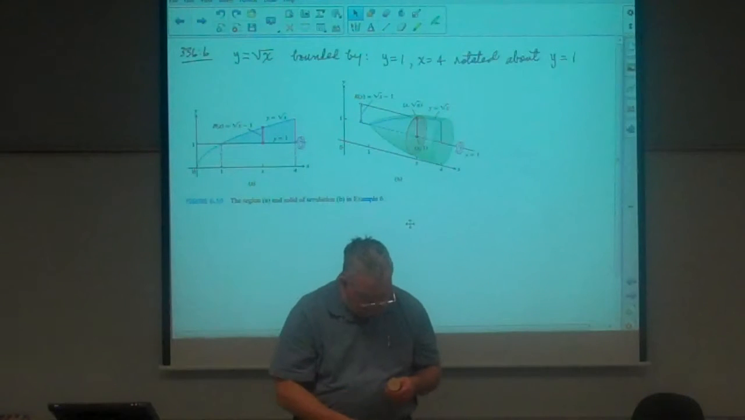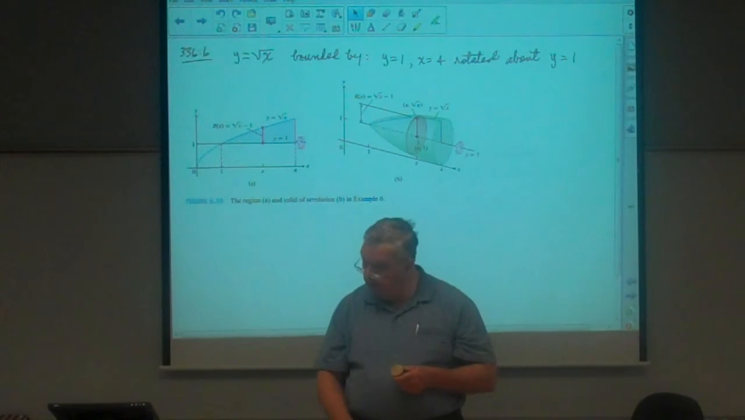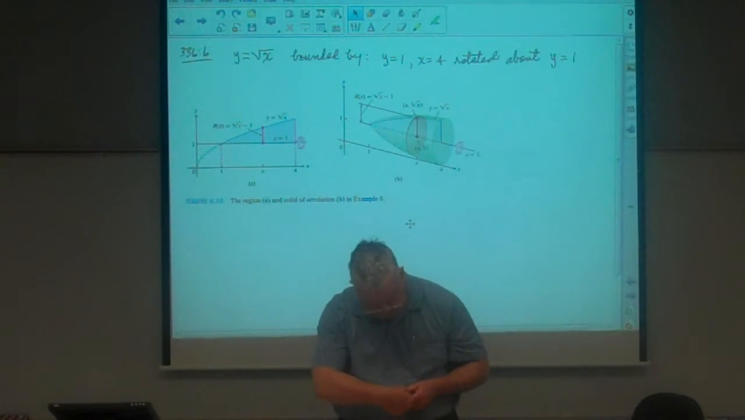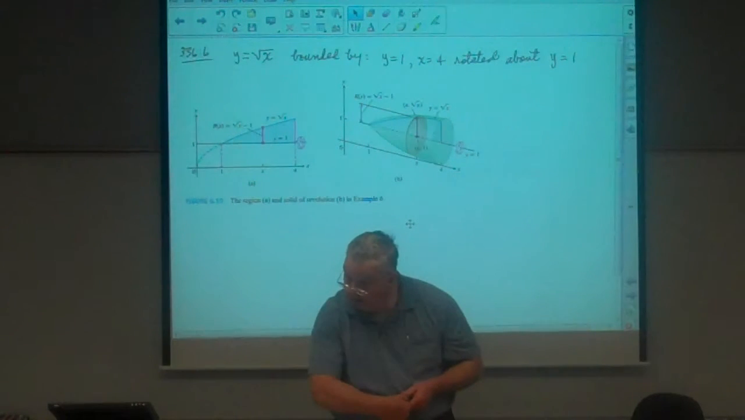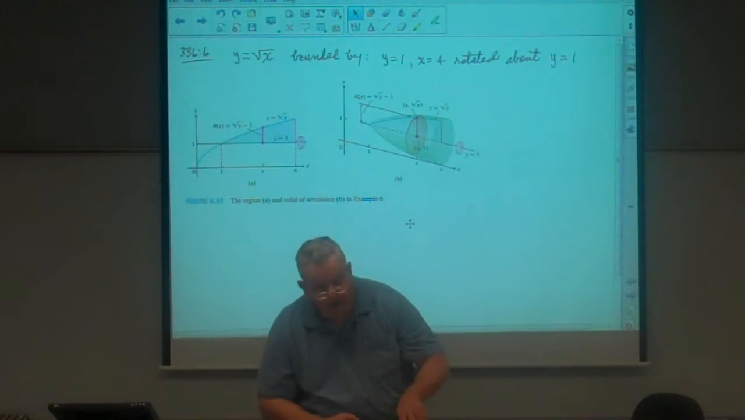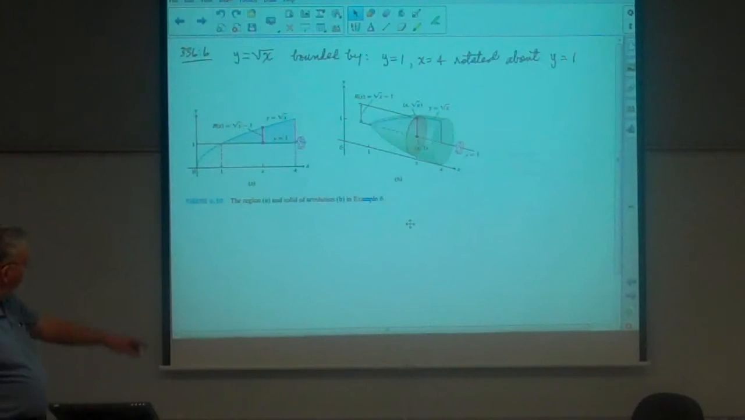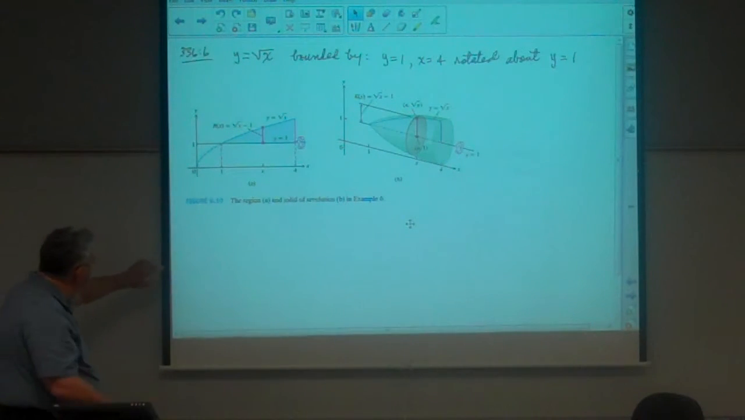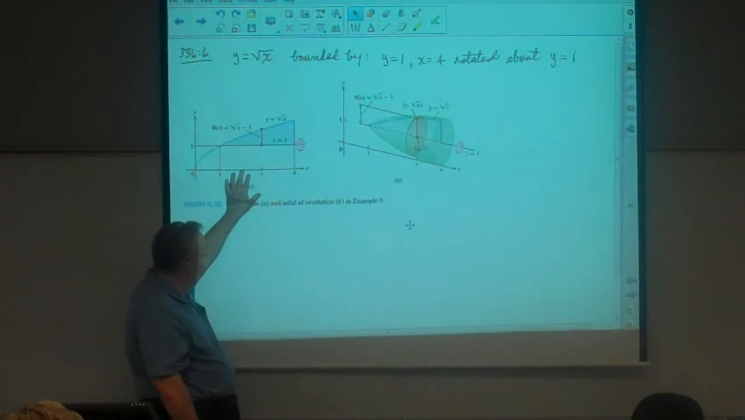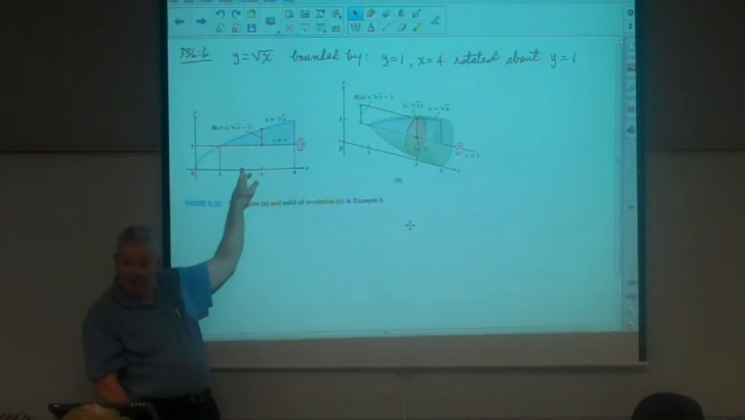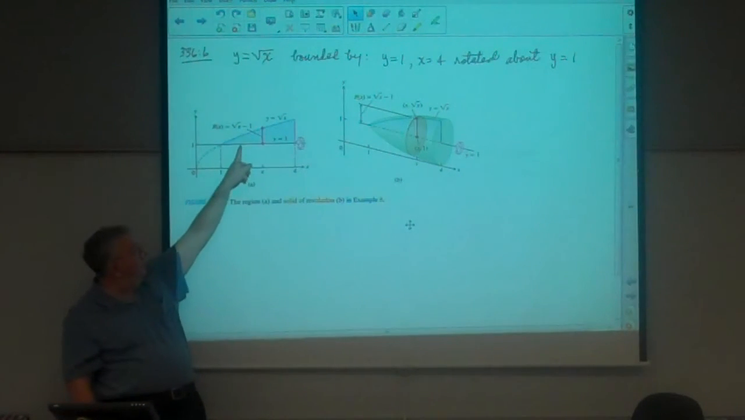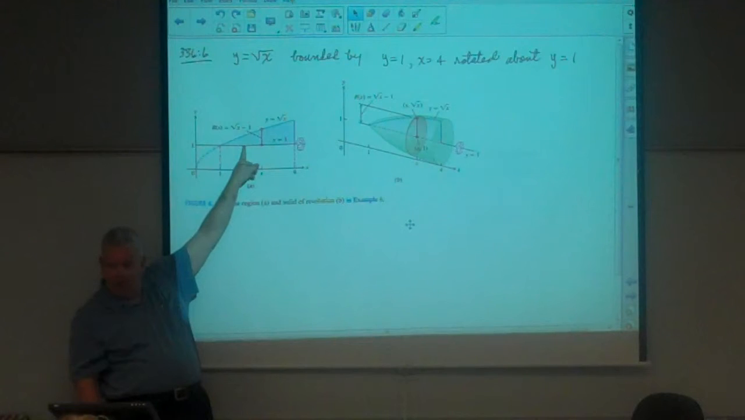So wouldn't the area of the base now be this cut off portion right here? Does everybody agree? Okay. So what we're going to do is, and now instead of rotating it about the x-axis, which is what we did earlier, now I'm going to rotate it about the line y equal 1.